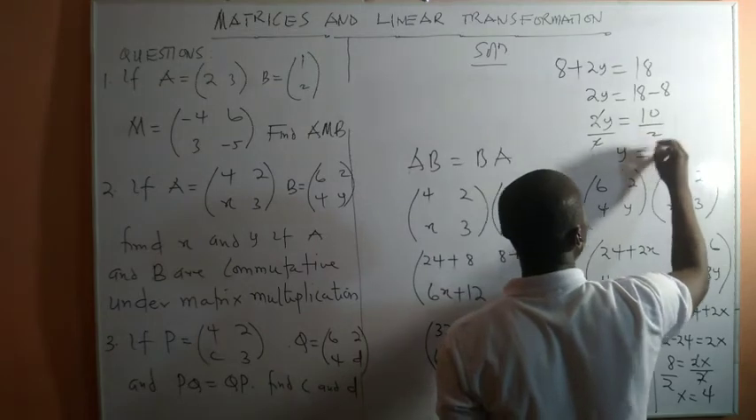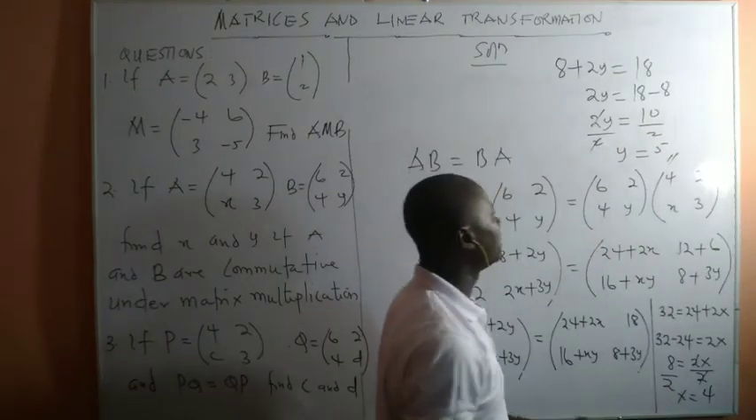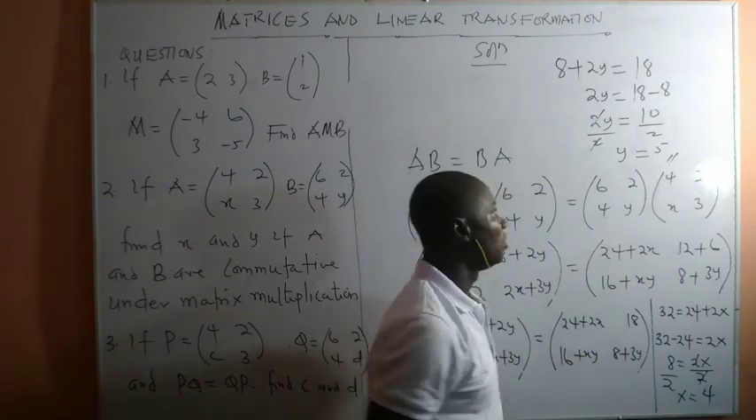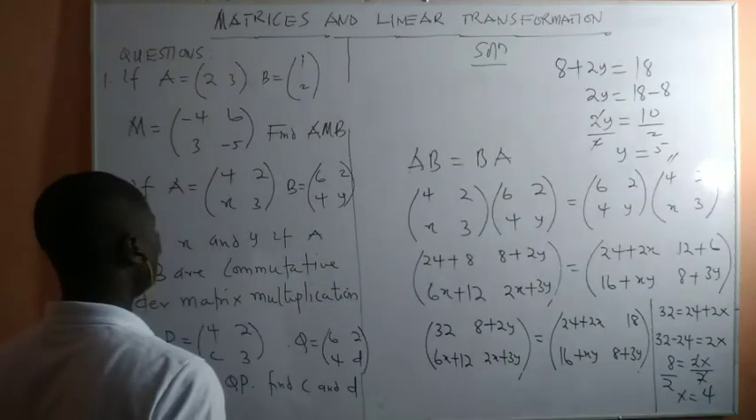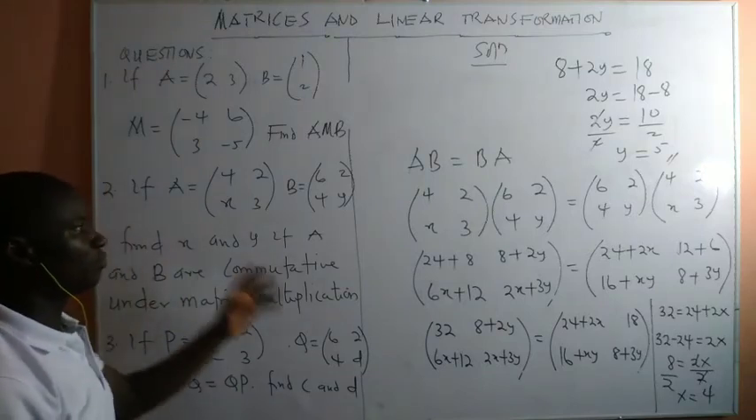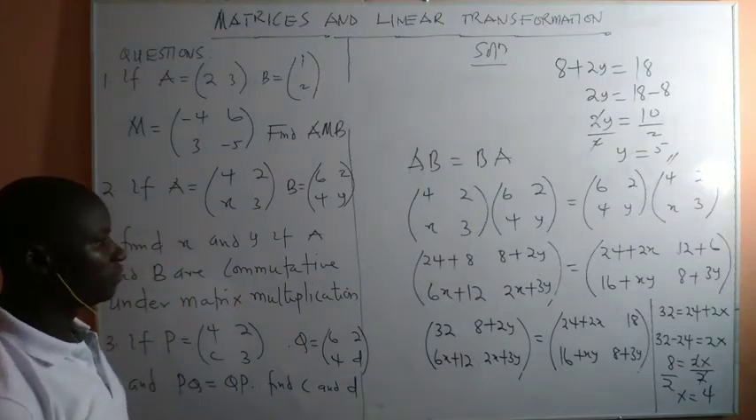2 into 10 is 5. That means the value of y equals 5 and the value of x equals 4. And so that is how we solve question number 2.